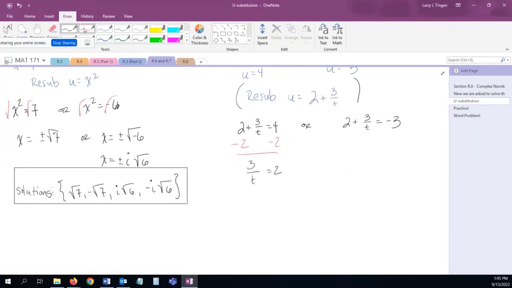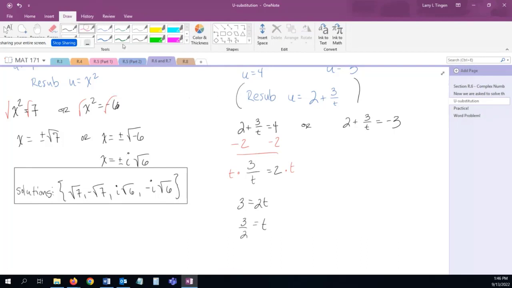And now I'm going to clear the fractions by multiplying both sides by the LCD. Well, the LCD is what? The denominator on the left is t, the denominator on the right is 1. I'm just going to multiply both sides by t. And what's that going to do for me? That's going to give me 3 is equal to 2t, which means t is equal to 3 over 2.